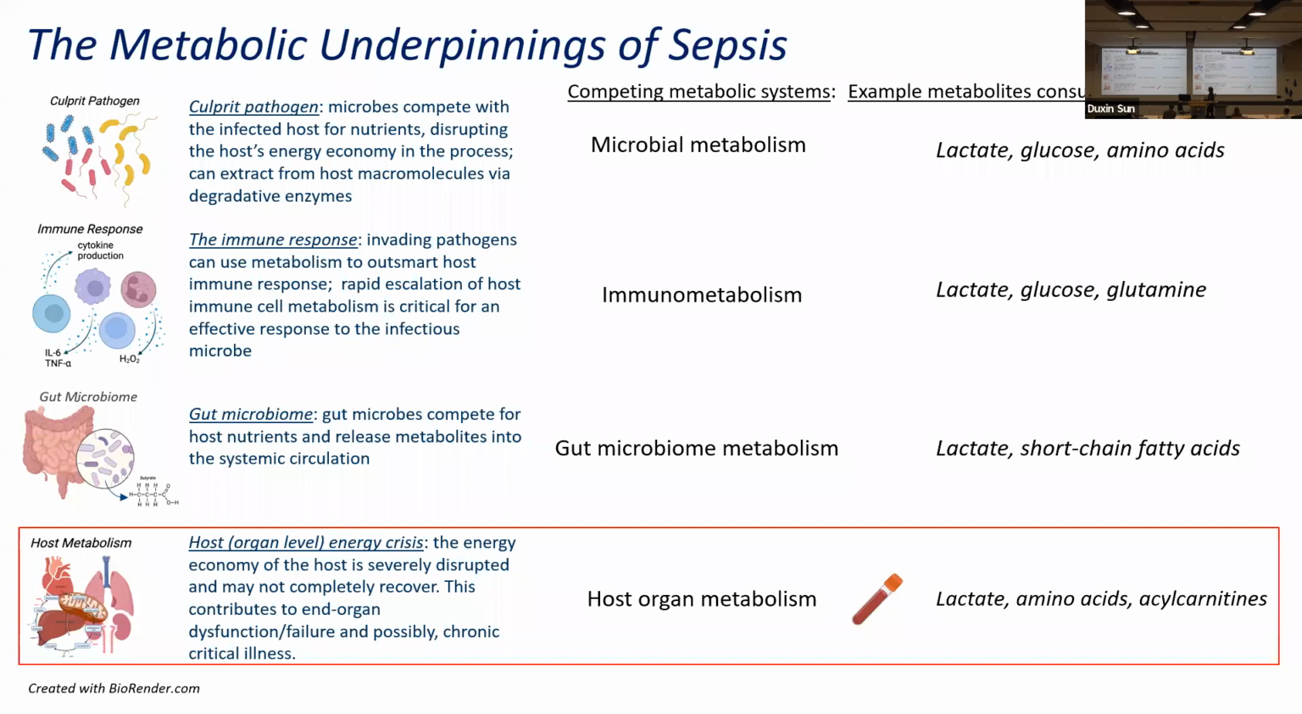I've intentionally put lactate here because I want to highlight that they're not unique substrates that these different economies are using. They're all competing for similar fuel substrates, including lactate and glucose. Some of them may produce different things, like the gut microbiome produces short chain fatty acids, but the competition is on, and this creates an energy crisis for the host.